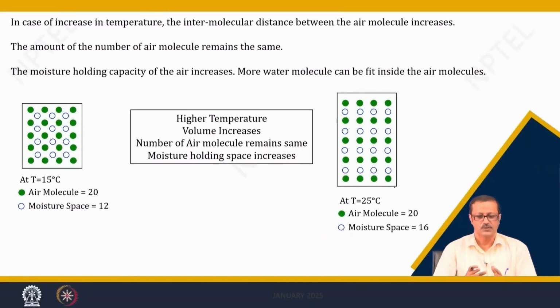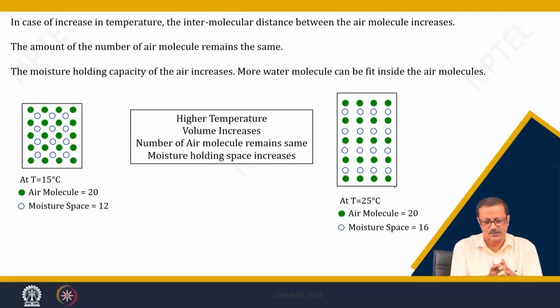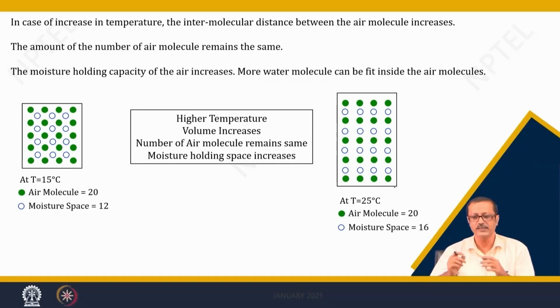Now let us discuss a little bit on relative humidity and temperature. Suppose at 15 degree temperature, which I started since the last lecture, we have 20 air molecules and 12 spaces available. If I increase the temperature, what is going to happen? The intermolecular distance of the air will increase. Maybe it was 1 inch, now it will be 2 inch. So in between, more molecules can now fit in.